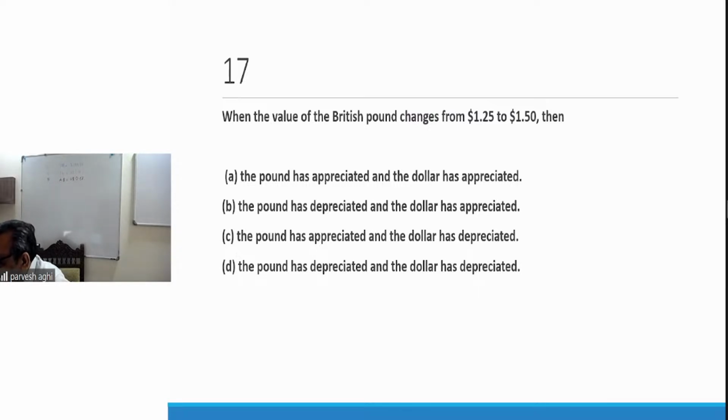That's good. The pound has appreciated. The pound has appreciated against the dollar.